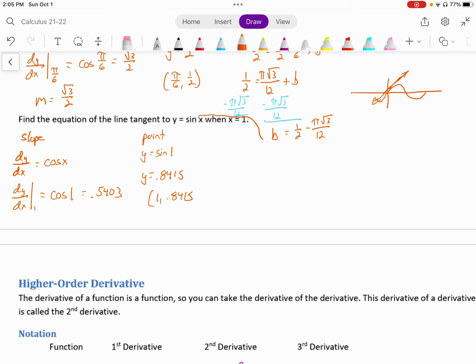And then let's separate this. Our equation will be y equals mx plus b. Put in our slope, 0.5403. Our x value is just 1 plus b, and then our y value was 0.8415. Well, we can subtract 0.5403 from both sides, because if you multiply that, it is 0.5403.